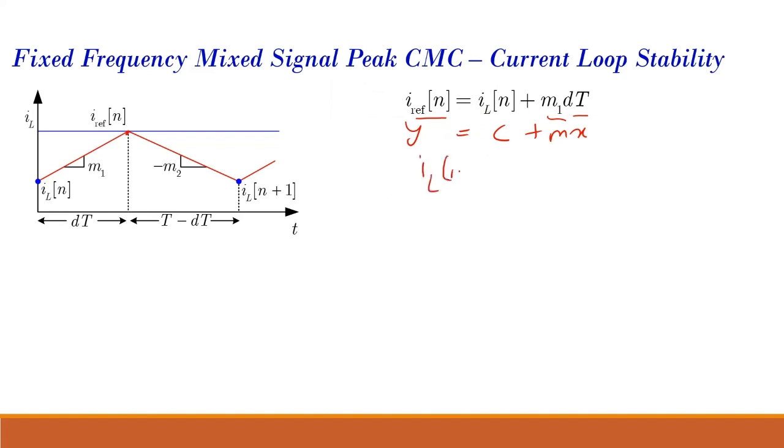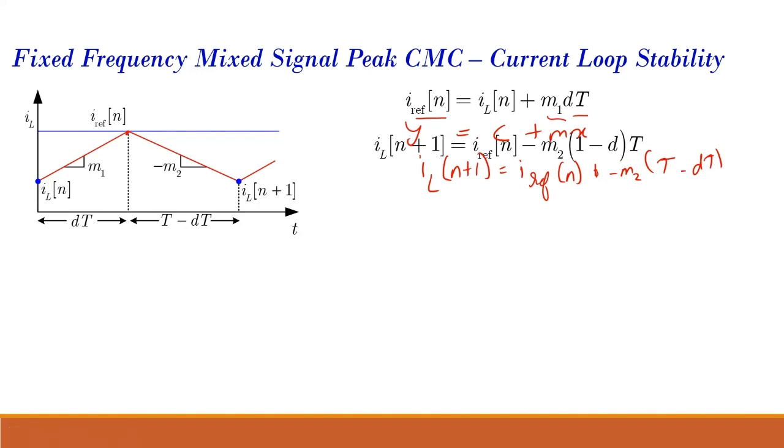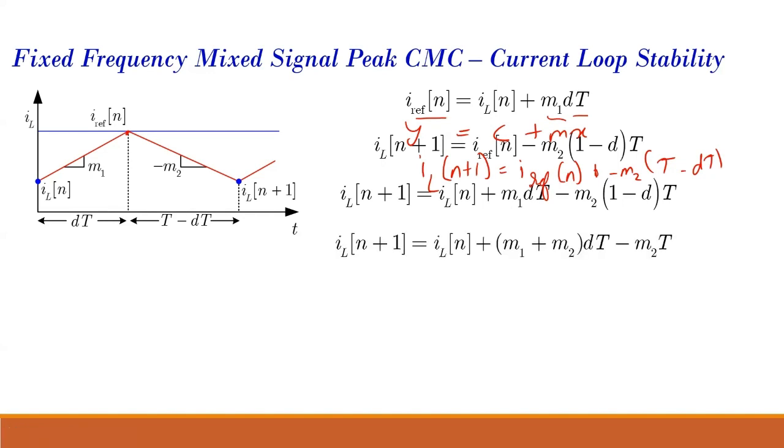Then similarly, my I_L[n+1] is what? It is just this I_ref[n] value, and then I reduce it by the slope and the time, so it is minus m2 into (T minus dT). Then we substitute the value of I_ref[n] over here. So we get I_L[n+1] equal to I_L[n] plus m1 into dT minus m2 into (1 minus d) into T. This is my equation, and we can even further write it in this form.